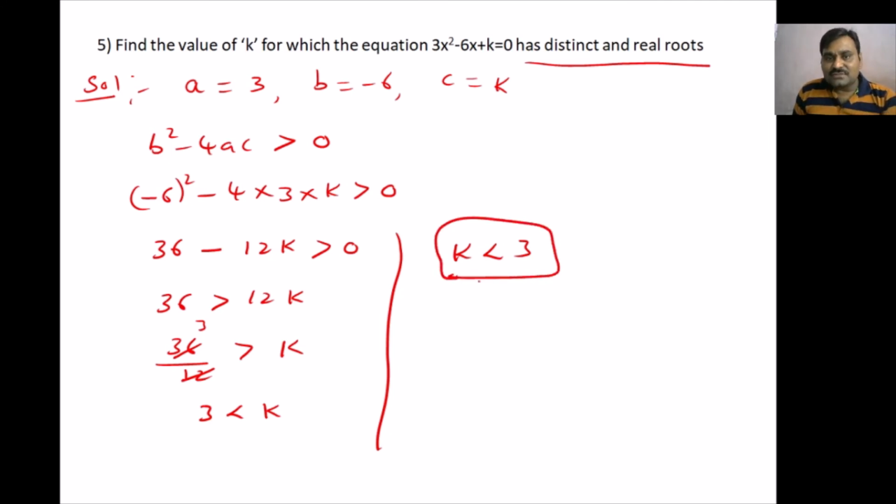So in this way, children, you can solve the quadratic equations, nature of the roots type of questions. Directly the questions can be asked, find the discriminant, or application questions like this to find the value of k or any of the unknown variable.